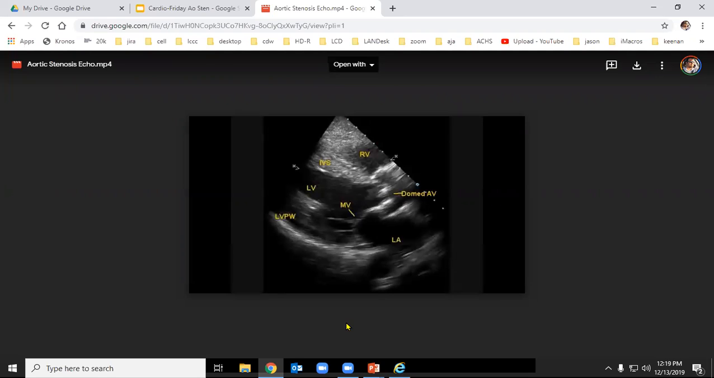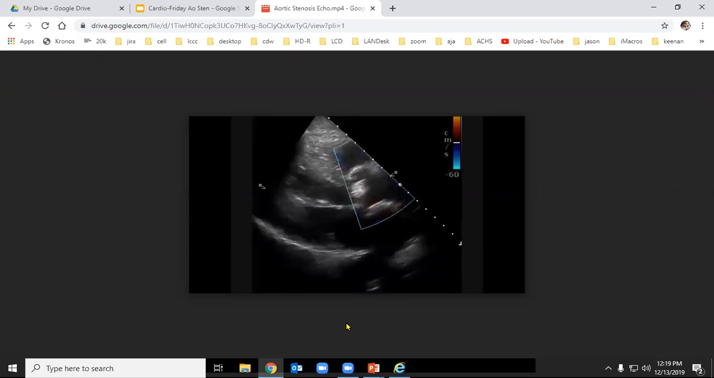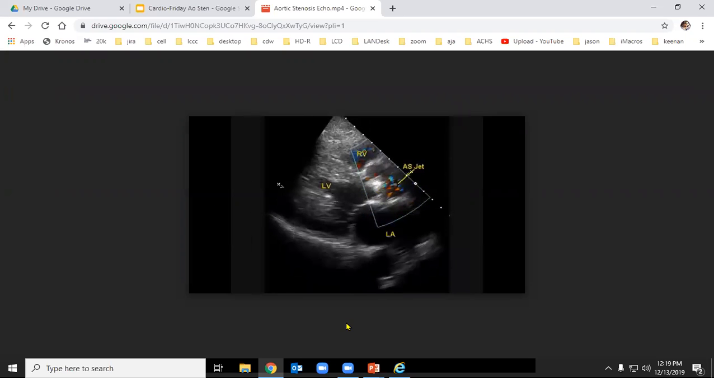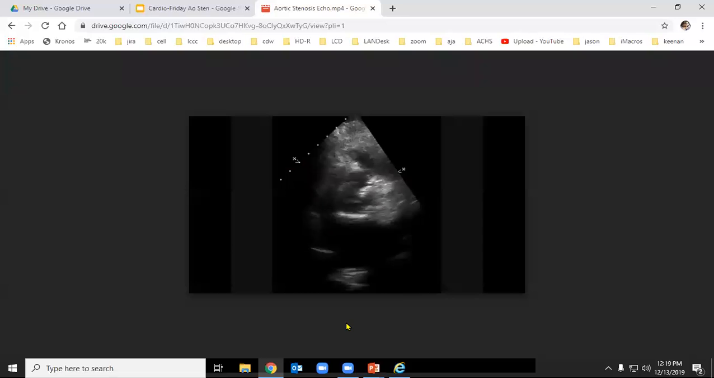All right, so you can see the decreased leaflet motion of the aortic valve. And then in just a quick second, I want to point out something called aliasing, which is that mosaic pattern, a jet velocity going through the valve that suggests turbulence. Yeah, you can see the dome shape of the aortic valve earlier.